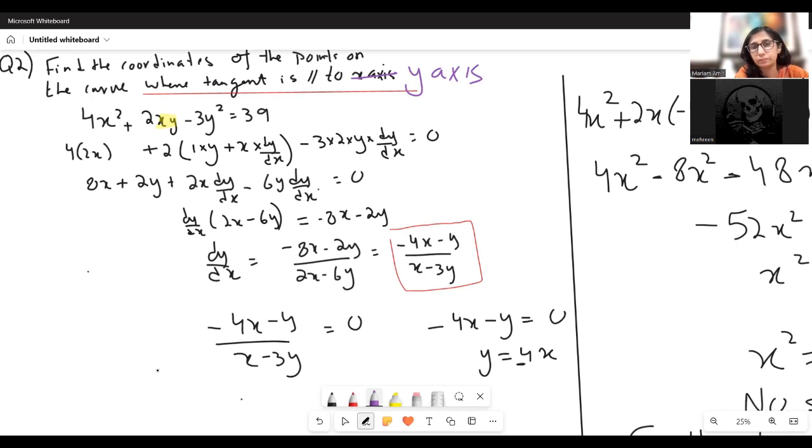Okay. So can you rewrite the question? Find the coordinates of the... don't write the entire question. Just make it clear that now the question is the same, but it has to be parallel to the y-axis.